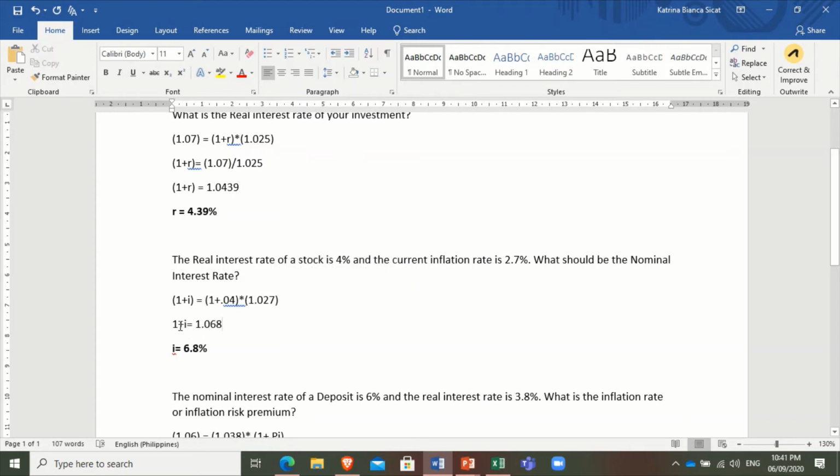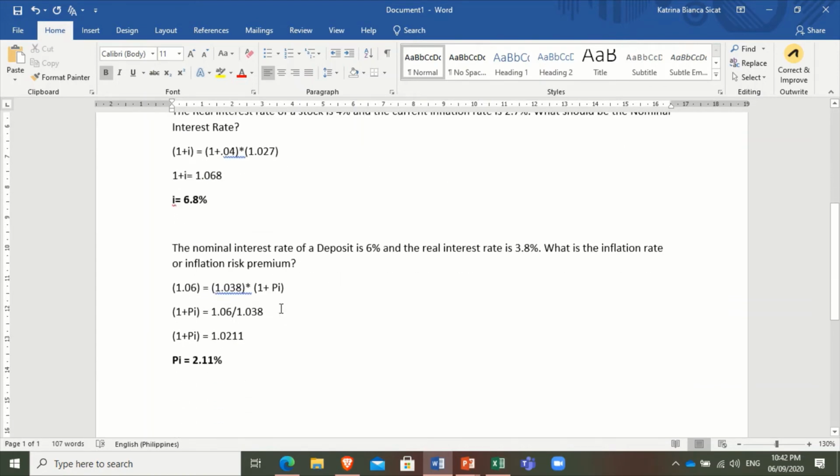So, para matanggal yung 1 dito, we simply subtract. So, 1.068 minus 1, you will get 0.068. So, para maging percent siya, you just simply multiply that to 100, you will get 6.8%. Again, using the Fisher effect or the Fisher model, right? You can solve for your nominal interest rate. So, you got 6.8%.